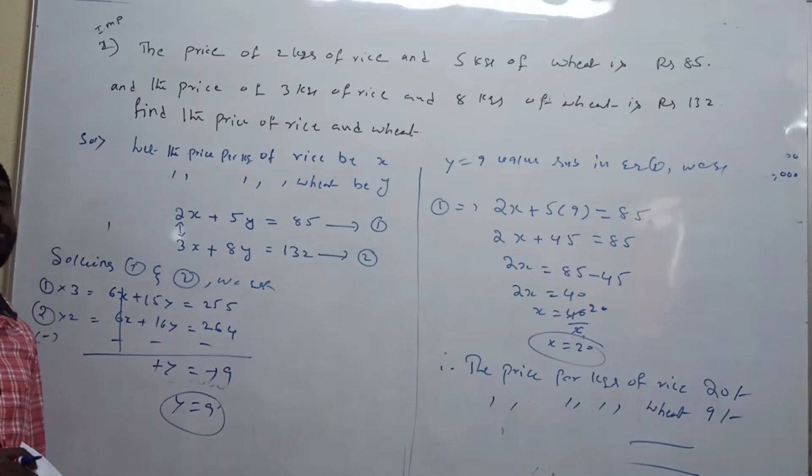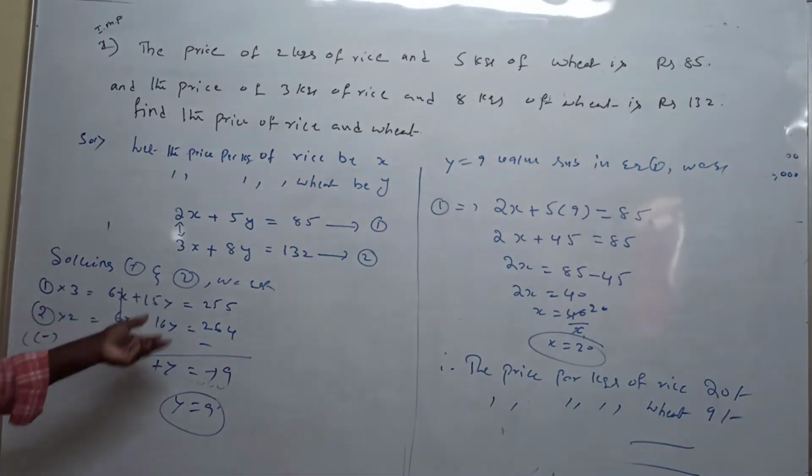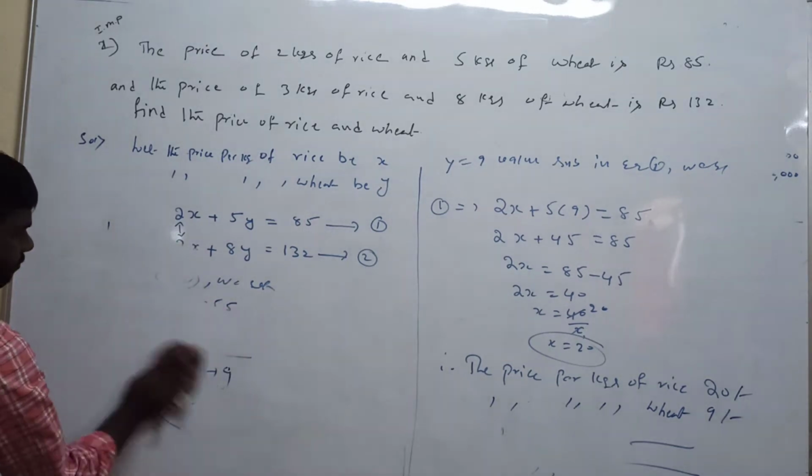So first of all we form the equations. After that we can apply any one method, and we get the assumed values. Everyone understood? Is it clear? This question is very important. Definitely in the final exam they will ask this as a 7 marks question. Next, third question.